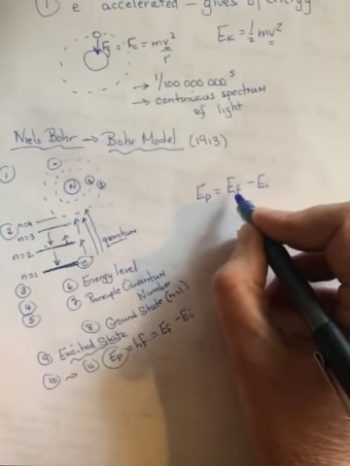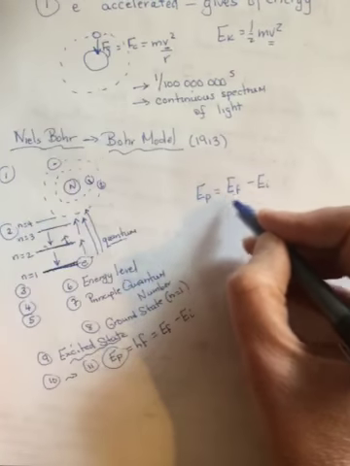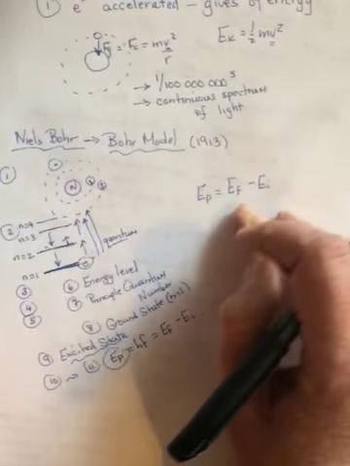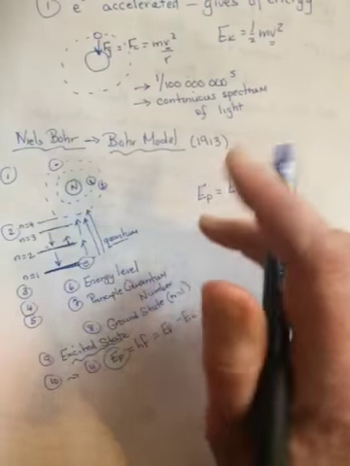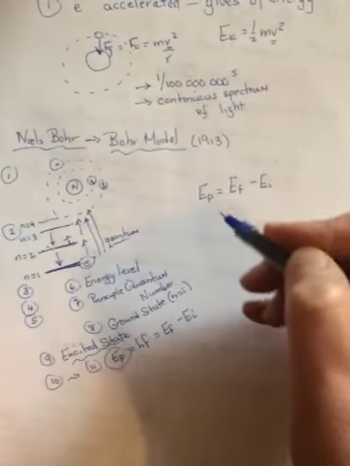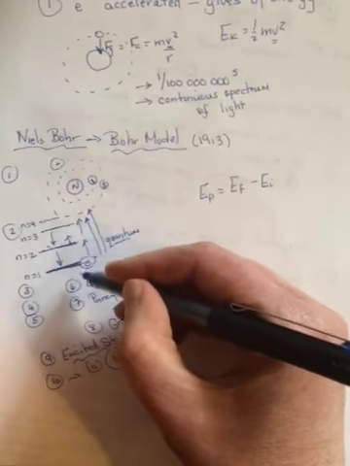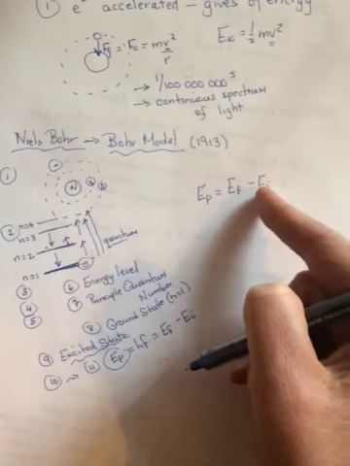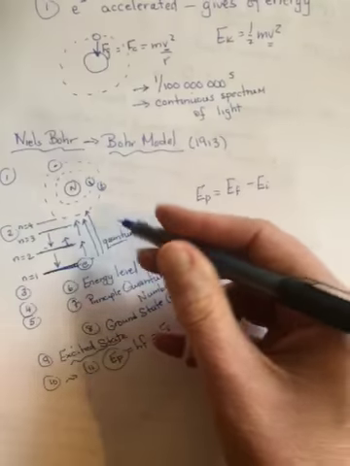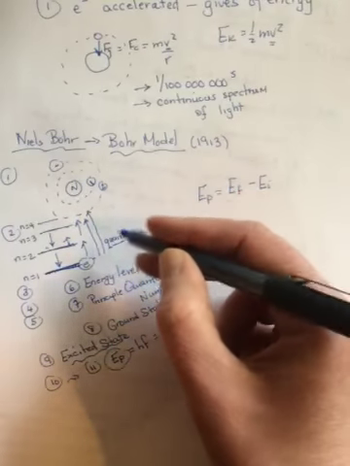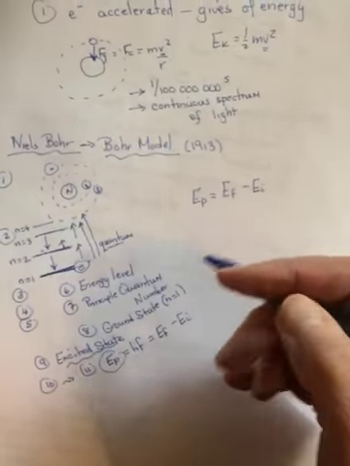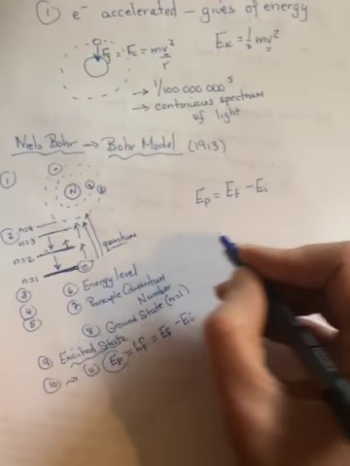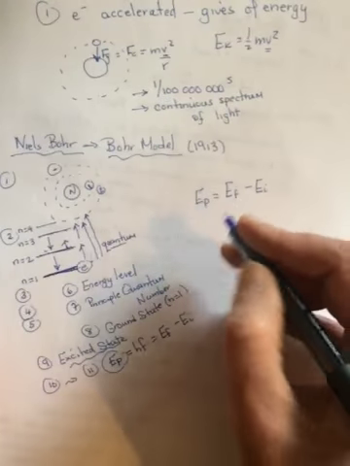So if it's going up, EF will be bigger than EI, and this number will be positive. So whenever you get a positive EP, it means it's being absorbed and the electron's jumping up. If the electron's falling down, then the final state will be lower than the initial state. This number will be a negative. And if you get a negative on your EP, it just means the electron is falling down and emitting the photon. Okay, so that was his postulate 10 and 11.